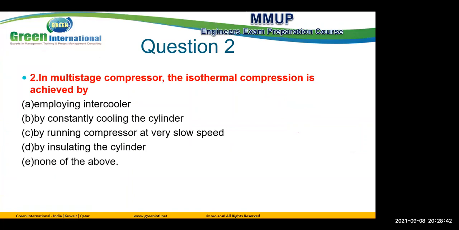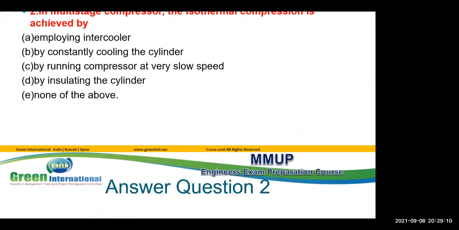In a multi-stage compressor, isothermal compression is achieved by running the compressor at a very low speed. Intercooler, A. Intercooler, sir. A, running the compressor at very slow speed. Yeah.